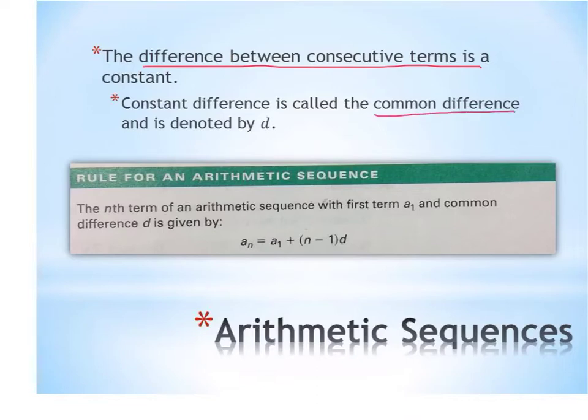We use a lowercase d. So for instance, if we said 2 and then we went up by 3, and then up by 3, and up by 3, right? If every time you went up by 3, then d would equal 3. And so we have a very specific formula for writing that rule: a sub n equals a sub 1, so the first term, plus n minus 1 times the difference. Make sure you have that written down, and in a few minutes we're going to use that.